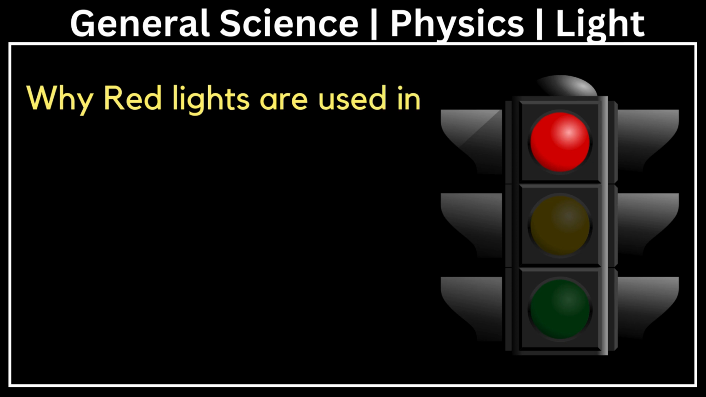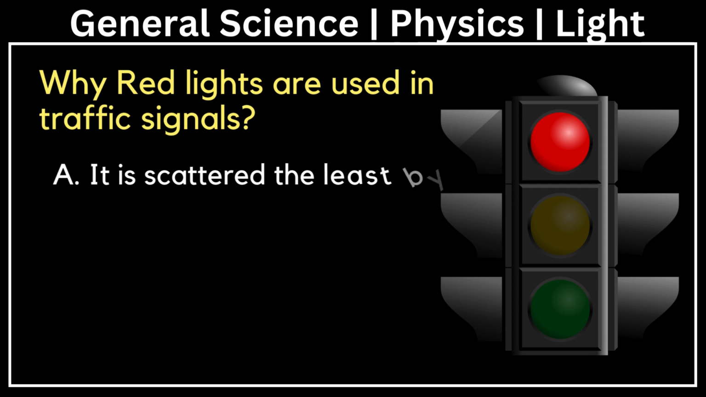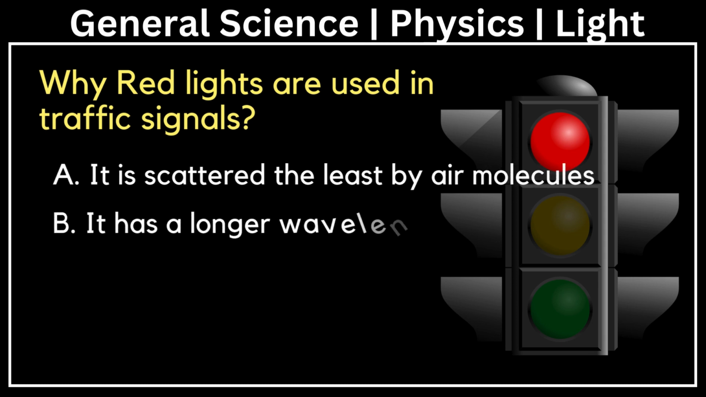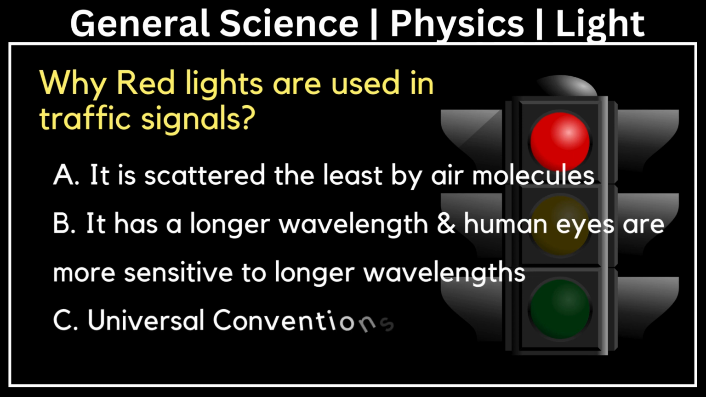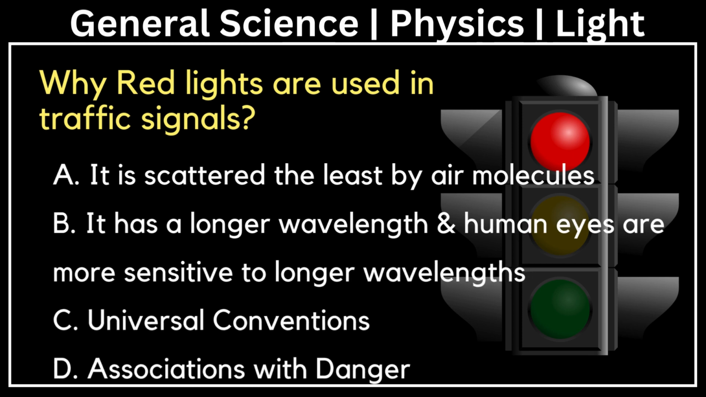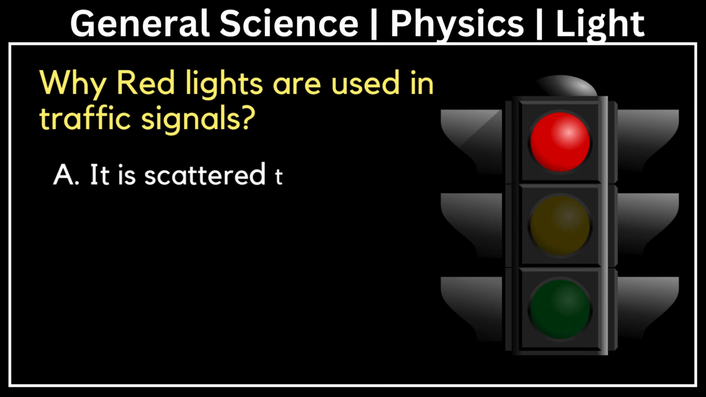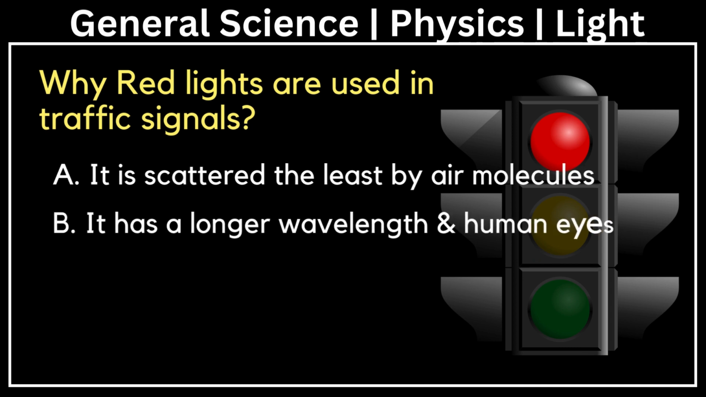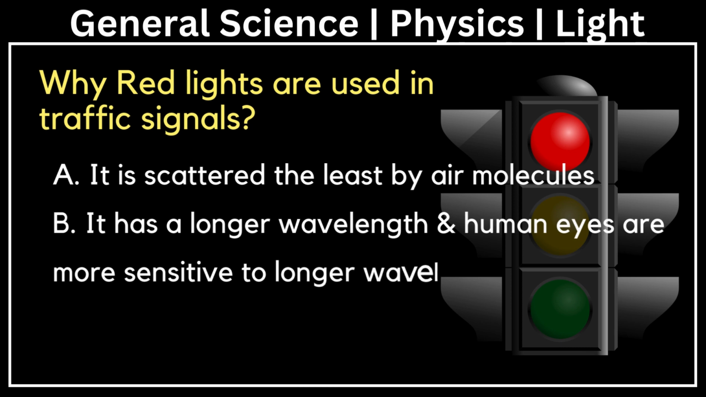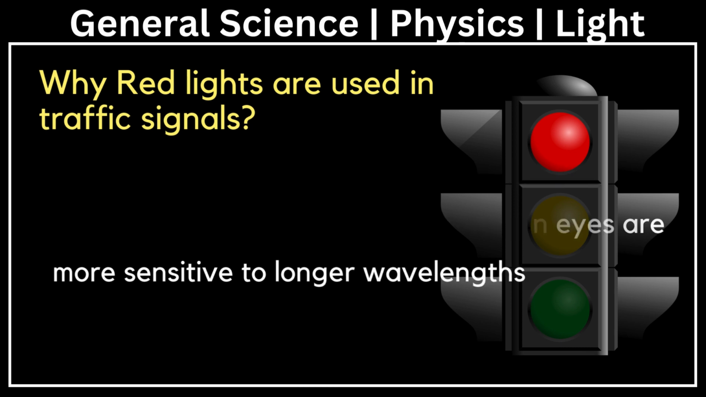Why are red lights used in traffic signals? A. It is scattered the least by air molecules. B. It has a longer wavelength and human eyes are more sensitive to longer wavelengths. C. Universal conventions. D. Associations with danger. The answer is A. It is scattered the least by air molecules. B. It has a longer wavelength and human eyes are more sensitive to longer wavelengths.